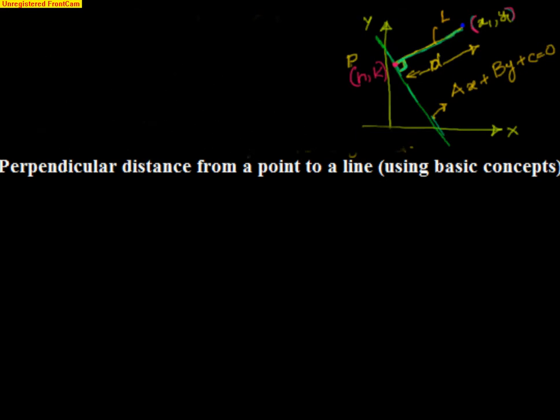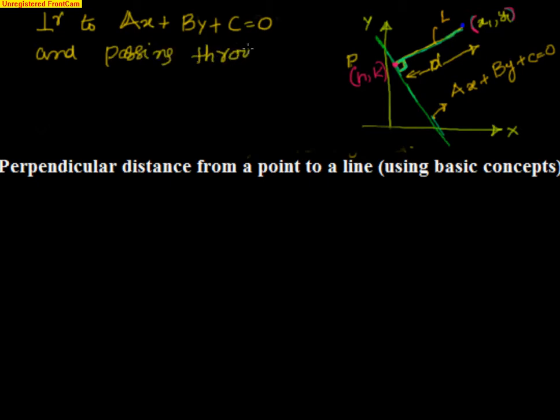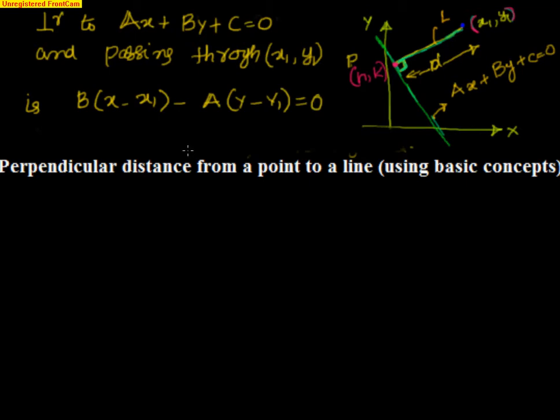What will be the equation of line L? So we know that the equation of a line perpendicular to ax plus by plus c equal to 0 and passing through x1 comma y1 is b into x minus x1 minus a into y minus y1 equal to 0.